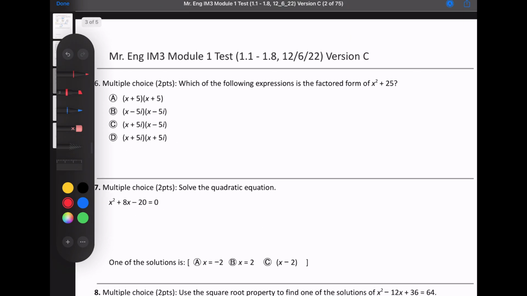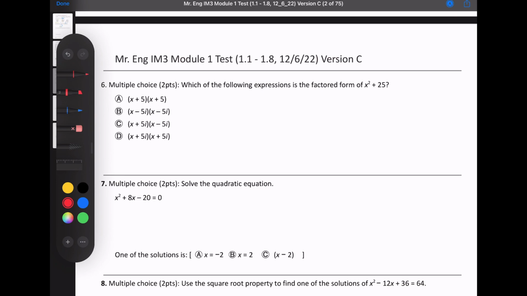Question number 6, which of the following expressions is the factored form of x squared plus 25? So let me show you a couple of ways of solving this one. You can do this by factoring. x squared plus 0x plus 25. Your a value is 1, b is 0, c is 25. Do not make the mistake that your b value is 25. a times c is 25, your b value is 0. Your answer is going to be negative 5i and positive 5i.